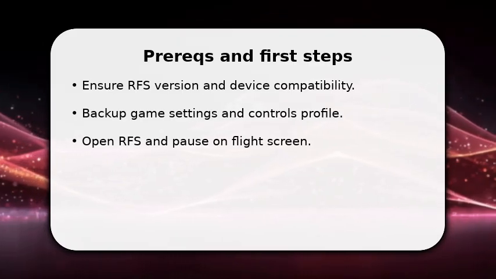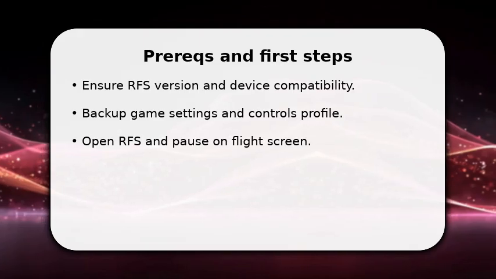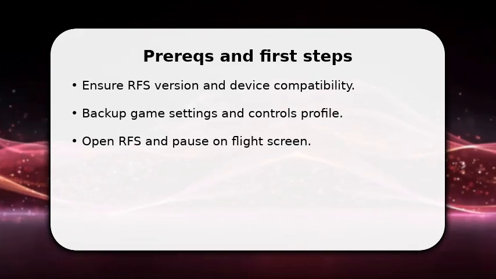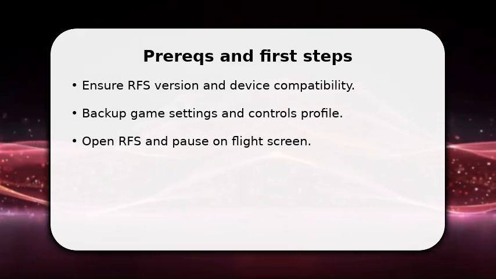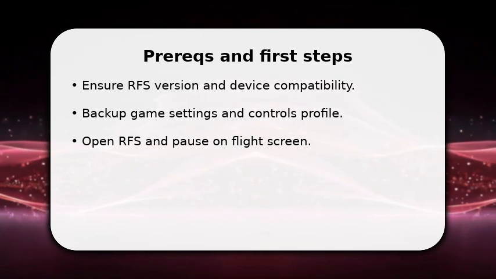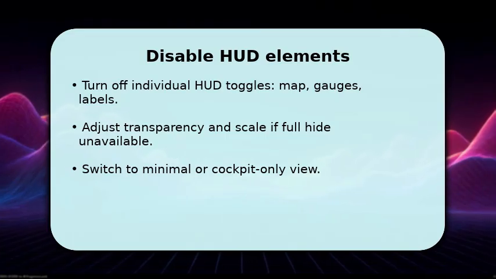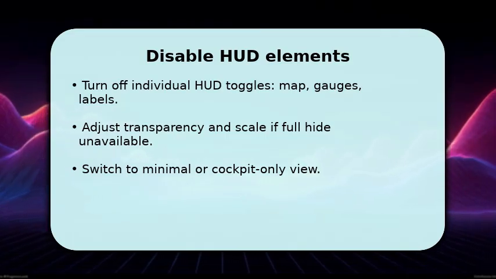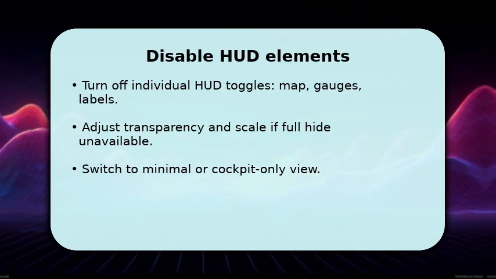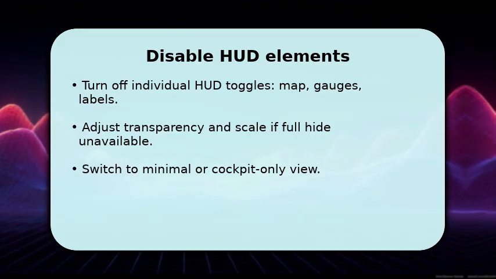You will begin by disabling obvious HUD toggles. This immediately removes overlays while preserving controls. Now you dive into the middle steps where precision matters. You disable map, waypoint labels, and instrument overlays one by one to isolate each element. Doing this prevents unintended loss of crucial info.